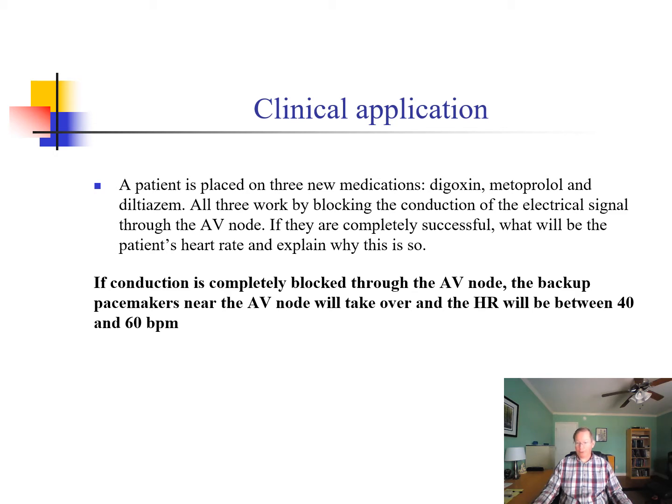And I will see sometimes patients that have nodal blocking, and this can be done what we call iatrogenically, which means that a person gives them medications. Digoxin, which is an older medicine, less used now, actually is very famous for doing this, especially when it's at higher concentrations in your blood.